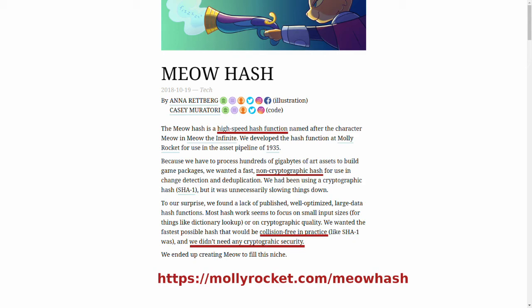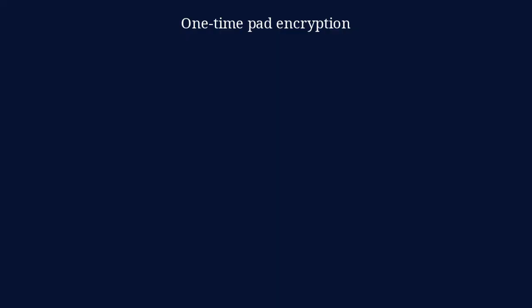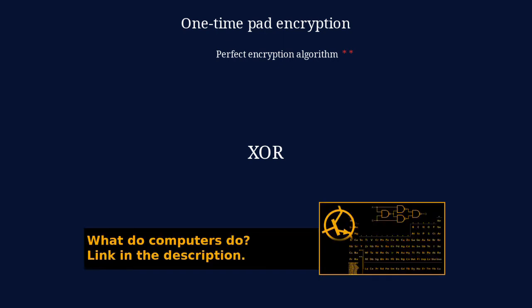Okay, so the next thing I would like to talk about is encryption. Believe it or not, there actually does exist a perfect encryption algorithm. It is perfect with two caveats, and I'll mention them in a second. The one-time pad is based on the exclusive OR. I'm assuming that you know what logic gates are and that you are familiar with the exclusive OR. If you're not, I've already made a video about what happens inside a computer. There will be a link in the description and I suggest you check it out.